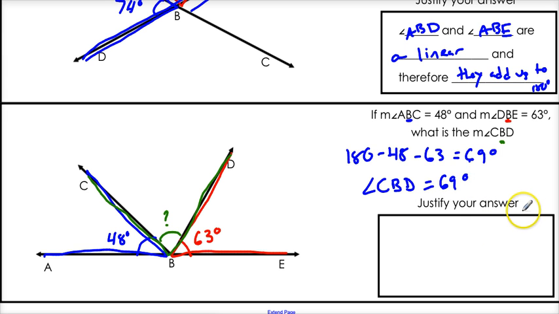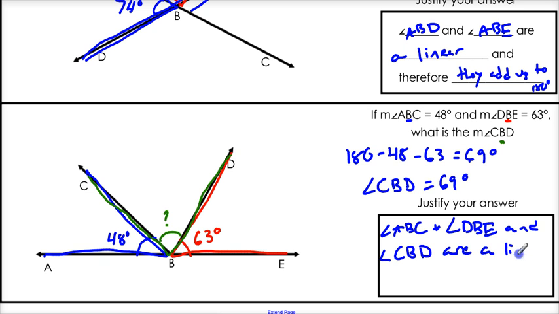All right, so we want to justify our answer here. Well, check this out. We're going to say that angle ABC, that's our first angle right here, plus angle DBE and angle CBD are a linear pair, and therefore, and I'm just using the language I used right here, these three angles are a linear pair, and therefore they add up to 180 degrees.